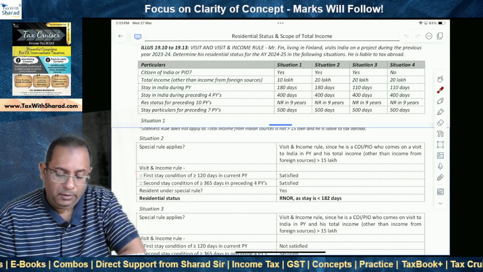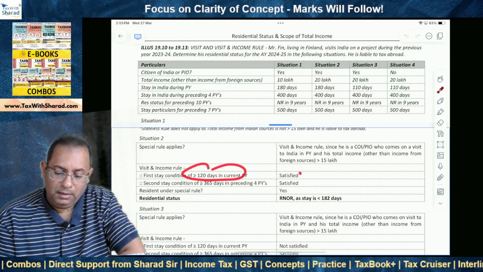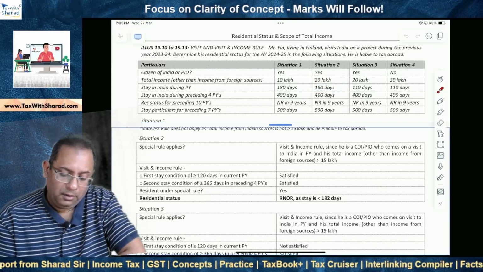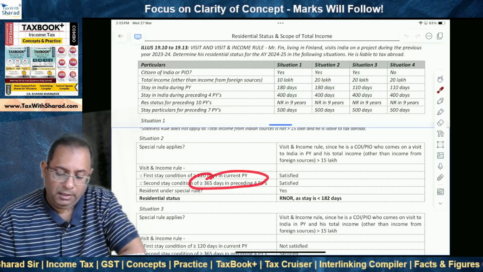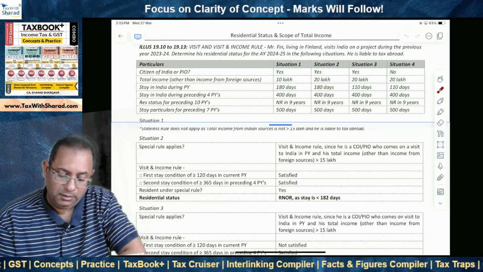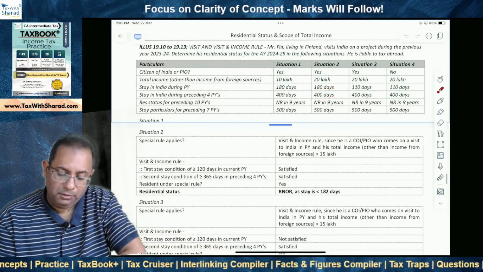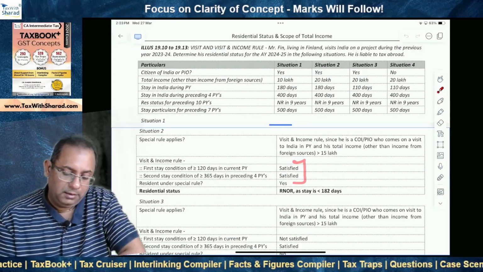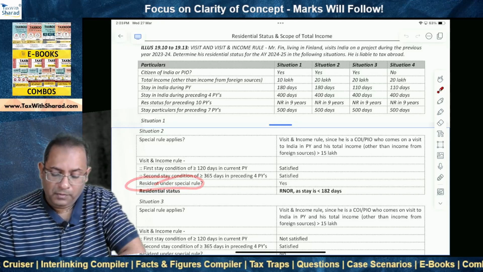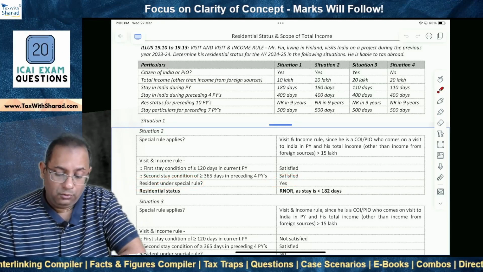The first one is 120 days or more in the current previous year. This is satisfied because it is given 180 days in the question. Second is what? 365 days or more in the preceding 4 previous years. This is also satisfied because it is given 400 days in the question. Now once both the basic stay conditions are satisfied, is Mr. Finn resident under the special rule? Yes, under the visit and income rule.